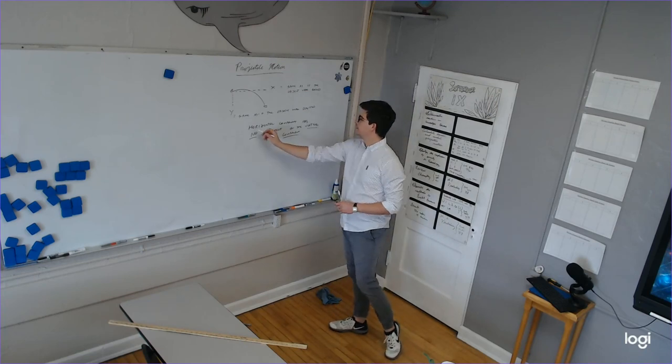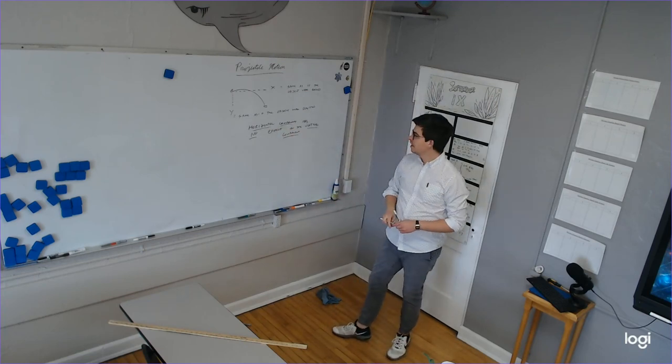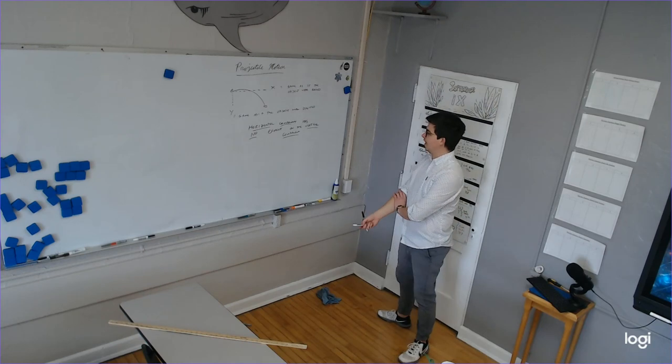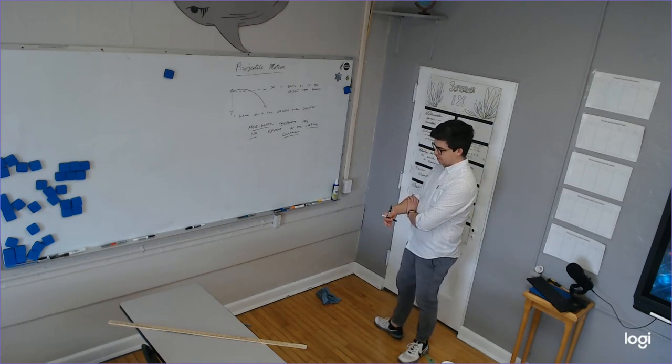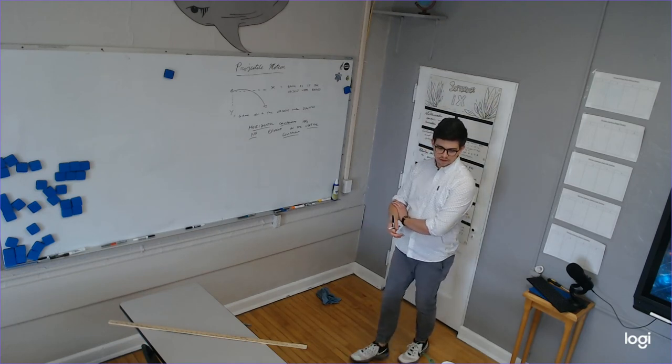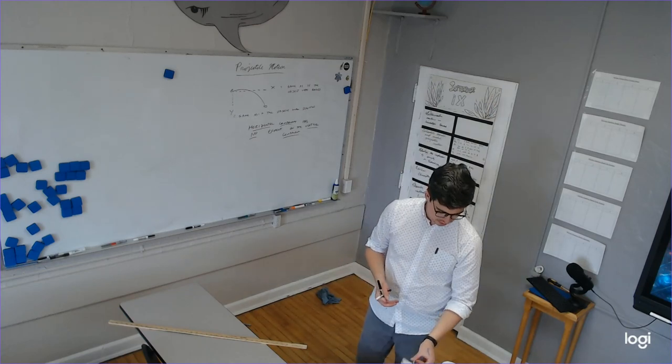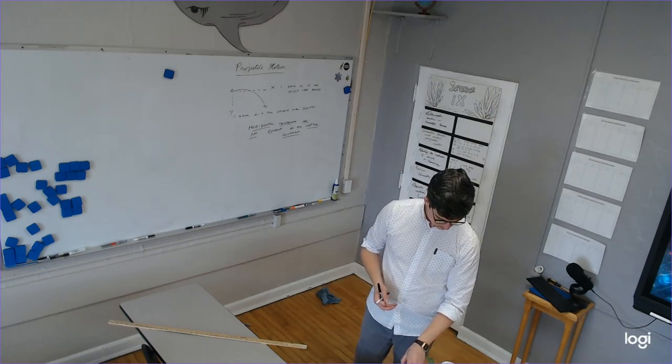Is it effect or affect? In this case, it's effect. The horizontal component has no effect on the vertical component. They're completely independent of one another, other than that they're happening to the same object. So then can the vertical one affect the horizontal one?